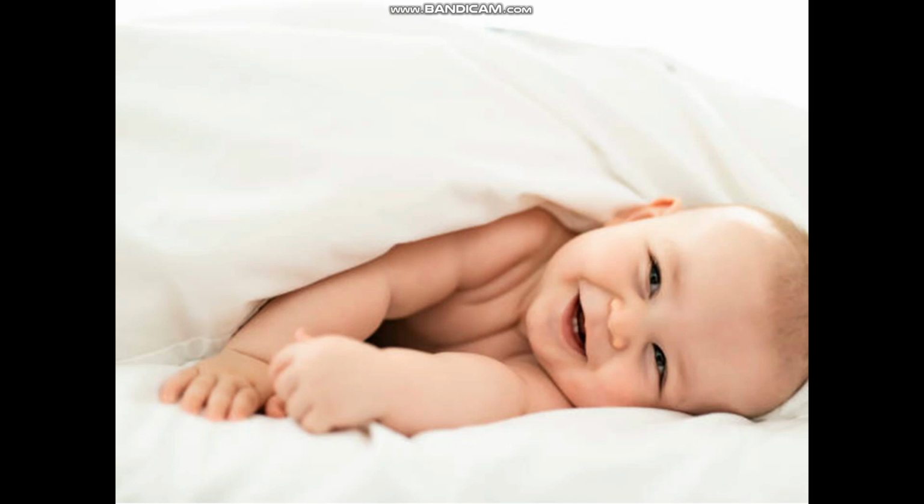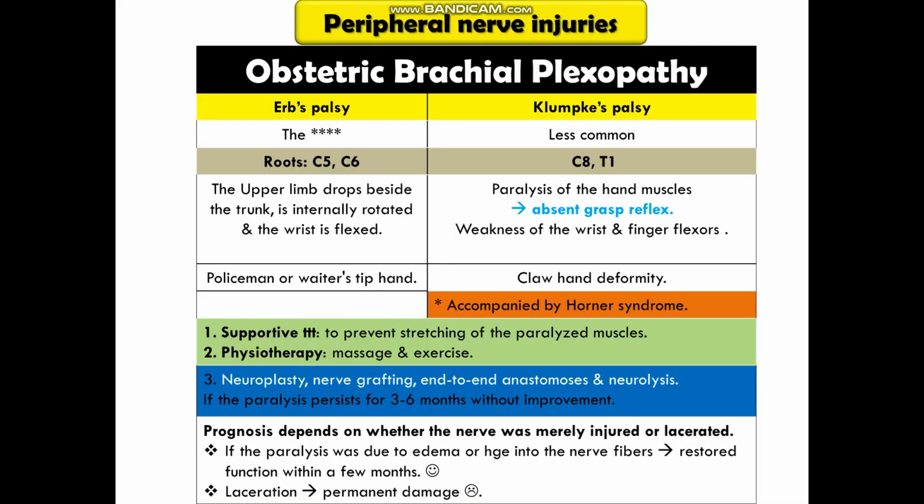Hello and welcome to a new video on our neurology series where we are explaining neurology in a very smart and easy way. Today's topic is obstetric brachial plexopathy, which is a type of peripheral nerve injury that occurs in neonates, and it includes two famous lesions called Erb's palsy and Klumpke's palsy. So let's discuss them in short.